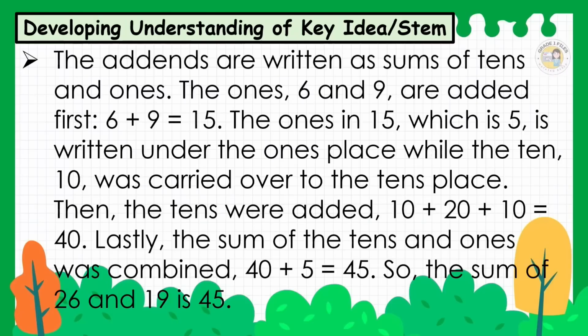the tens place. Then, the tens were added. 10 plus 20 plus 10 is equal to 40. Lastly, the sum of the tens and ones was combined. 40 plus 5 is equal to 45. So, the sum of 26 and 19 is 45.